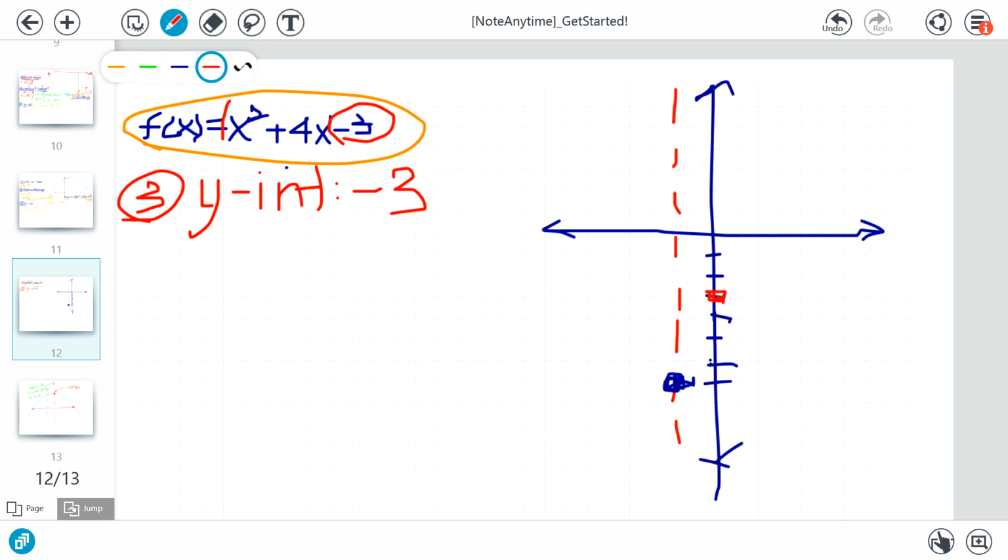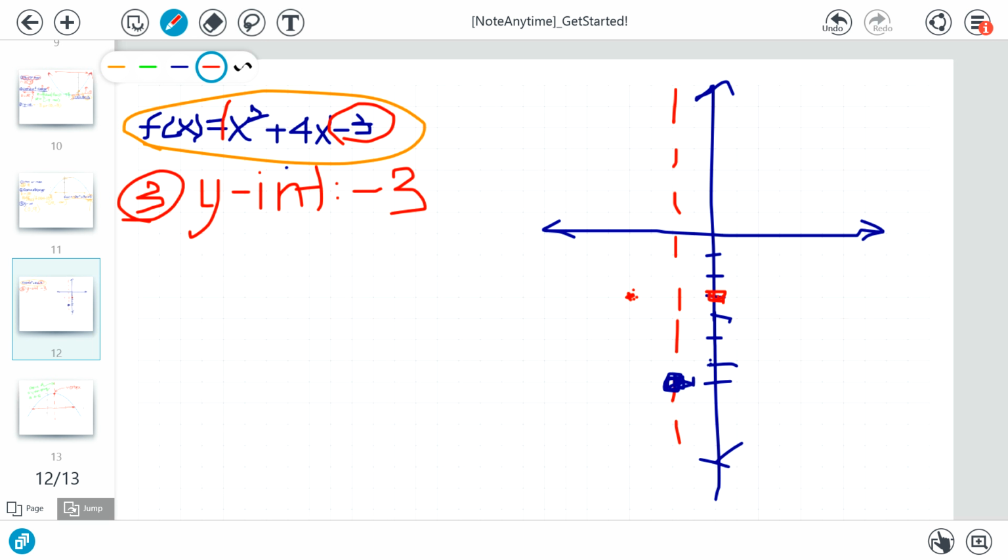Now remember, it was proportional. So since it's 2 away from that line, right, it's 2 away from our axis of symmetry, there should be another dot right here, 2 away from that point. Now this is getting beautiful.